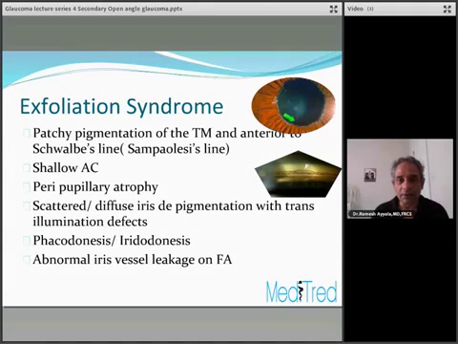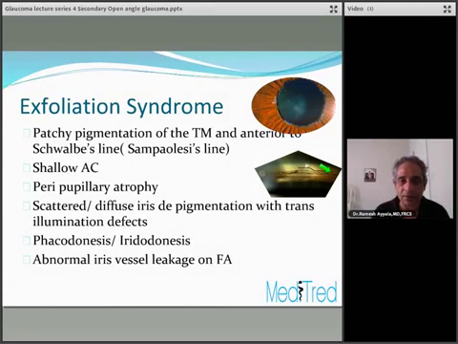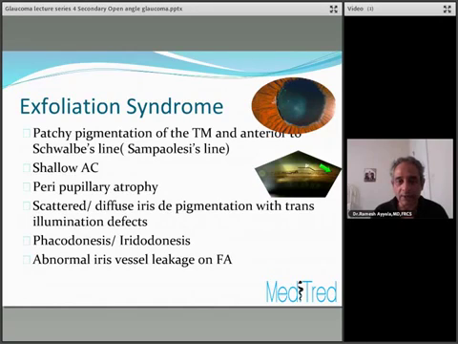You can see in this picture the fluffy material lining the pupillary margin. And you can see pigmentation in the angle, which is patchy compared to pigmentary glaucoma, and that's because of the PEX material embedded between the pigment. So this patchy pigmentation of the trabecular meshwork, and the pigmentation anterior to the Schwalbe's line, is called Sampaolesi's line, named after the guy who described it, I'm sure. And this kind of picture is typically shown to you in your OKAPs or your board exams, and it's also important for you to remember when you make the diagnosis.